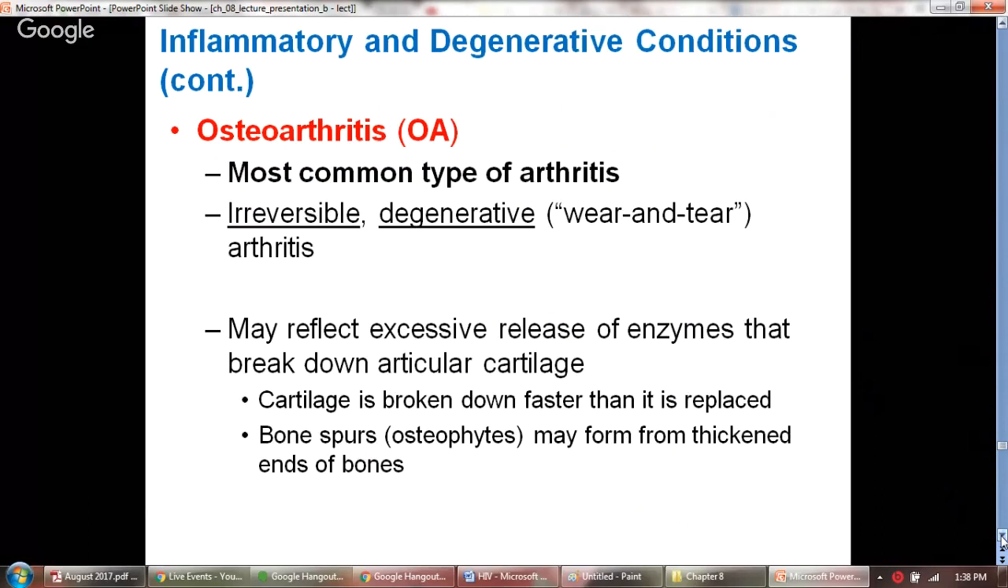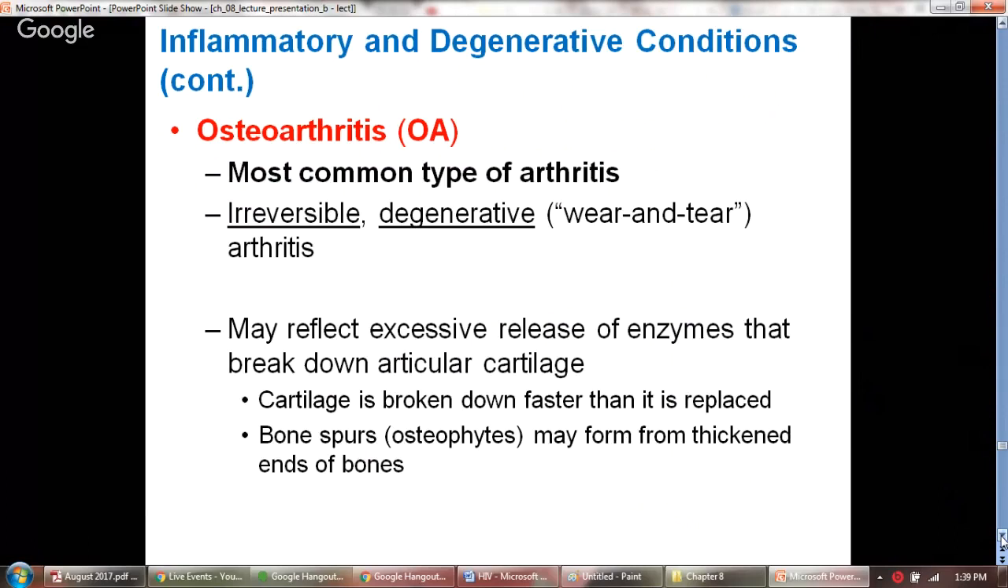Also, you might have heard this several times, osteoarthritis, a common condition related to the joints in older age. This is the most common type of arthritis. This is an irreversible degenerative arthritis. The joint is subjected to wear and tear, and it may reflect excessive release of enzymes that break down the articular cartilage. And the cartilage is broken down faster than it's replaced.